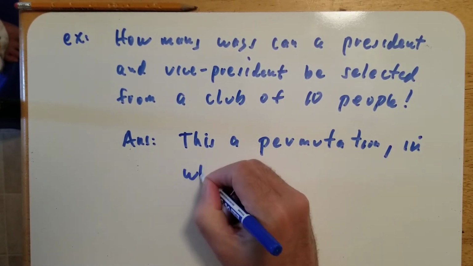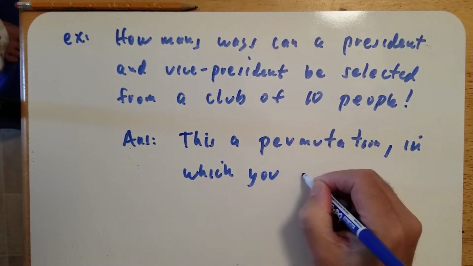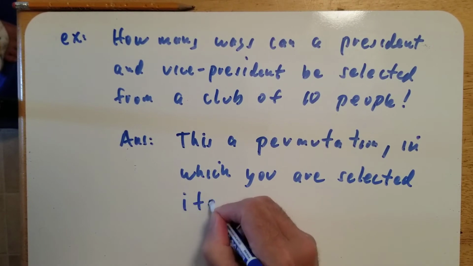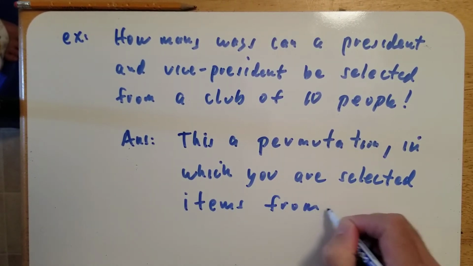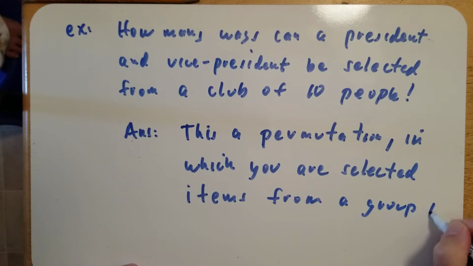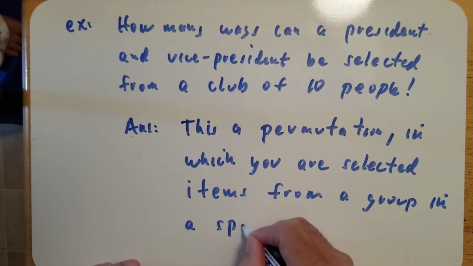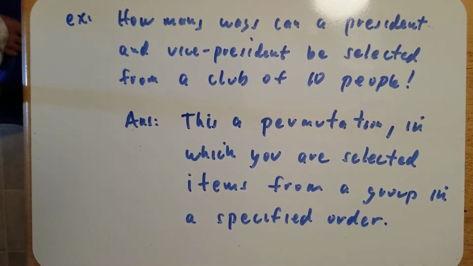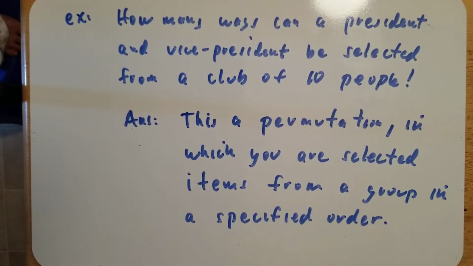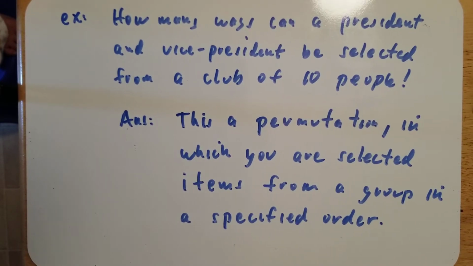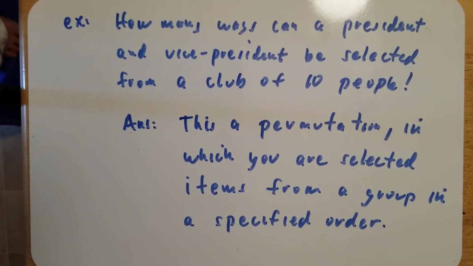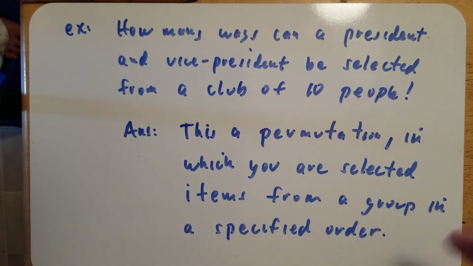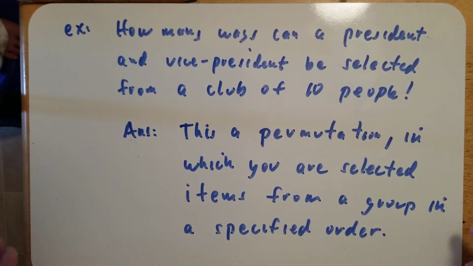in which you are selecting items from a group in a specified order. Now, in this example, when I say a specified order, if Bob is the president and Mary is the vice president, that's a different way than if Mary is the president and Bob is the vice president. So the order in which these people are selected counts for a different way.